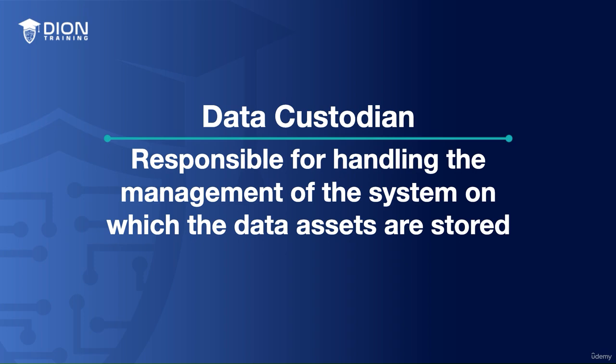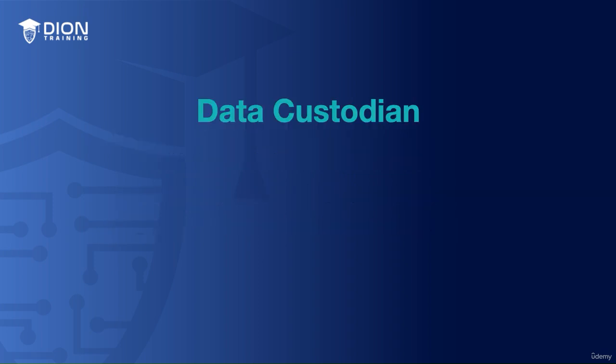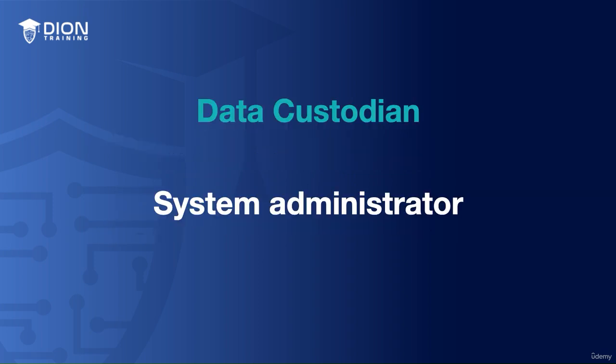Now, as we go down further, we get to our data custodian. That is the role that is responsible for handling the management of the system on which data assets are stored. So, who might be a data custodian? Well, a system administrator. These are the people responsible for enforcing the access control, the encryption, and the backup and recovery measures that protect this data based on the requirements set forth by the data owner. And so, you can see how all of this goes upward as you go.